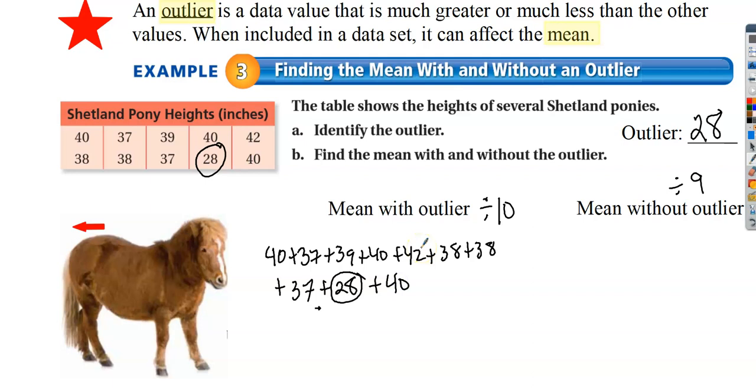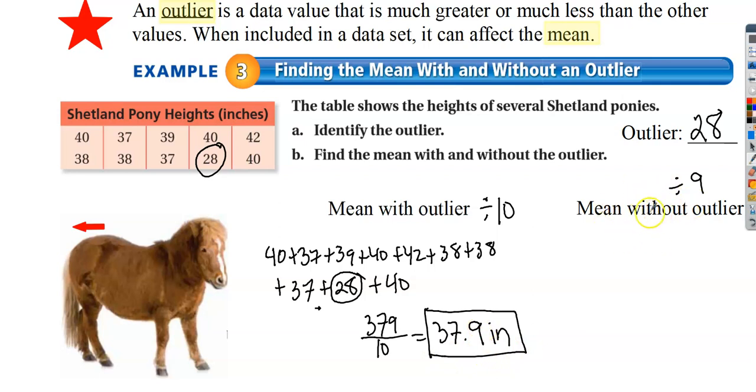Okay, when I add up all those numbers on my calculator, I get 379, and I'm dividing by 10. Now remember, when we divide by powers of 10, you can use your calculator, but you can also think about moving the decimal over one place. So this is 37.9. So now the average height of these Shetland ponies is 37.9 inches.